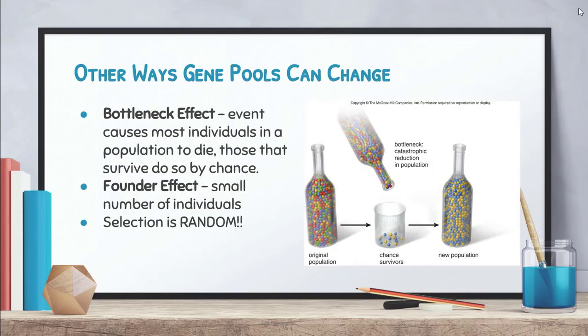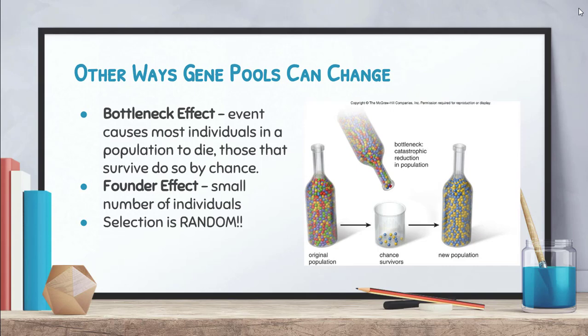A couple of the ways that the gene pool can change, this is a little bit more of a different situation. We've been talking about natural selection quite a bit, where those with traits best suited to the environment are more likely to survive, reproduce, and pass those traits on. Well, here we have an example known as the bottleneck effect. Now, this is an event that causes most individuals in a population to die, and those that just happen to survive purely by chance.